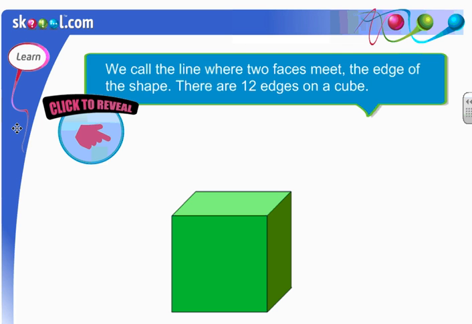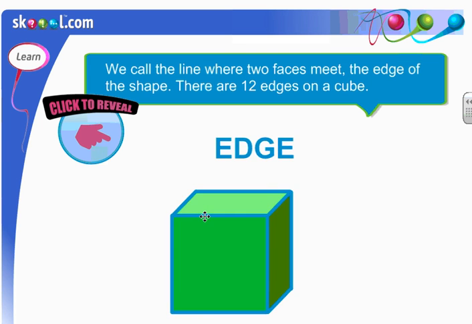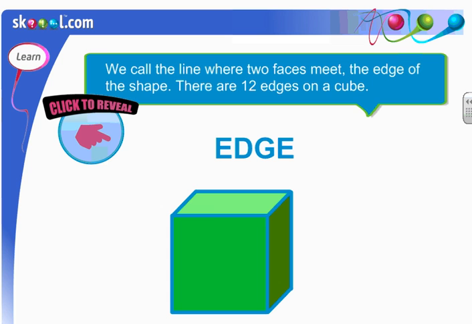So we call the line where 2 faces meet the edge of the shape. The edges are kind of like the lines where, if it was laid out flat, the folds would be. On a cube, there are 12 edges. So what you want to do when you count that is you look at how many edges are on the top face, how many are on the bottom, and then how many connect the top to the bottom.